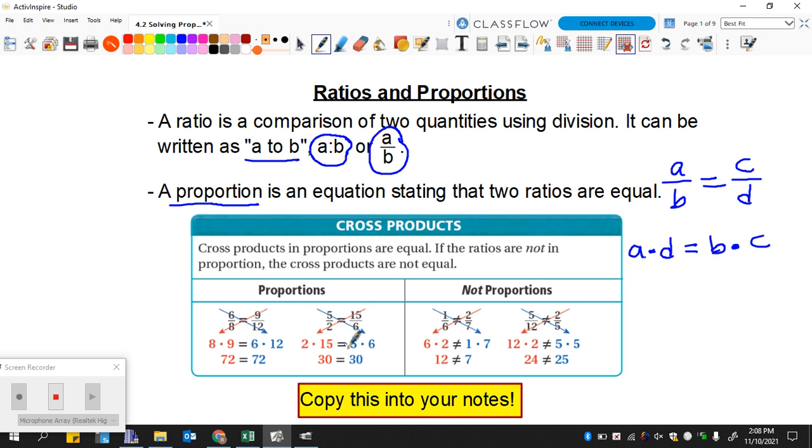If you look down here, the examples actually use numbers. 6 times 12 and 8 times 9. 8 times 9 is 72. 6 times 12 is 72. So 6 over 8 is equal to 9 over 12. That's a proportion. Then 2 times 15 is 30, and 5 times 6 is 30, so that's a proportion. 1 times 7 is 7, and 6 times 2 is 12. 12 is not the same thing as 7. And 2 times 12 is 24, while 5 times 5 is 25. 24 is close to, but it's not the same as 25.